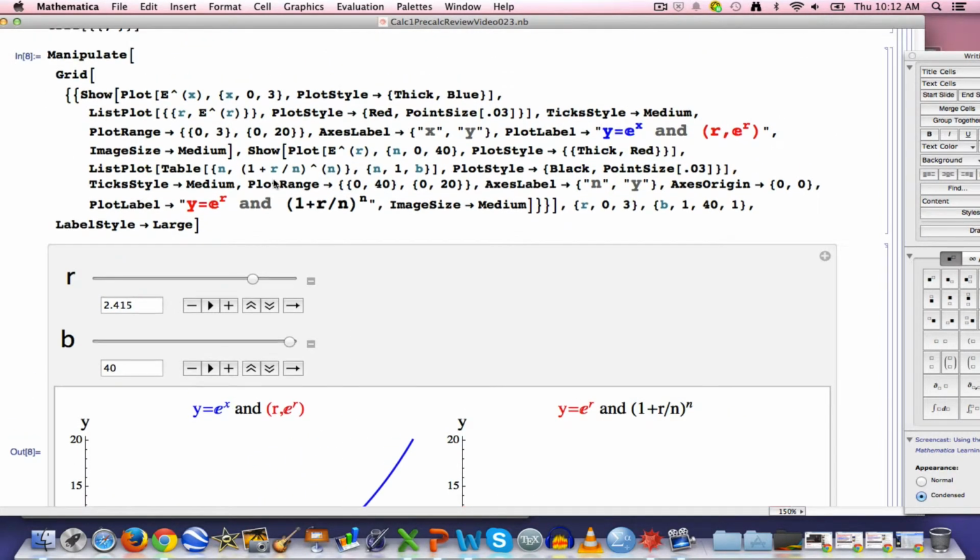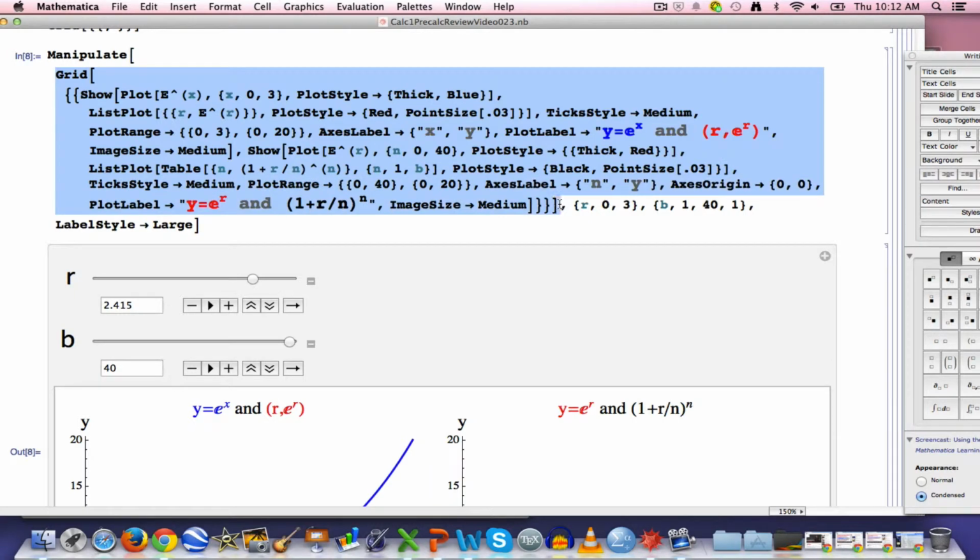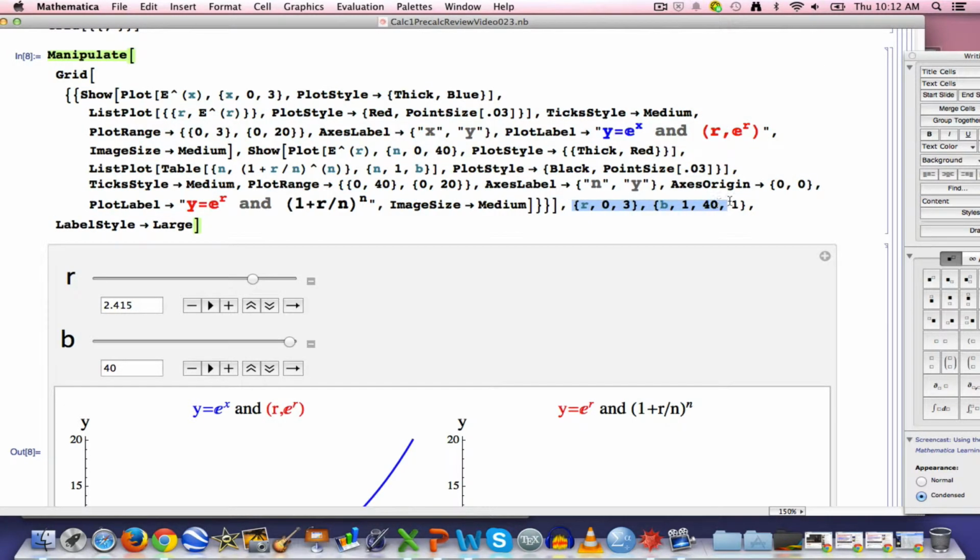Why does that work? I'm going to quickly go through the Mathematica code a little bit here to convince you, if you've watched previous videos, that you could enter this stuff on your own. You could program this. Again, Manipulate is the animation command. The Grid is inside the Manipulate right here. And after that Grid, with the comma, you've got these animation parameters. And here the label style just makes the r and the b big.